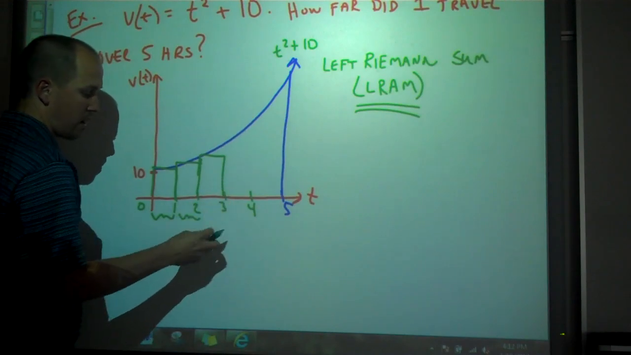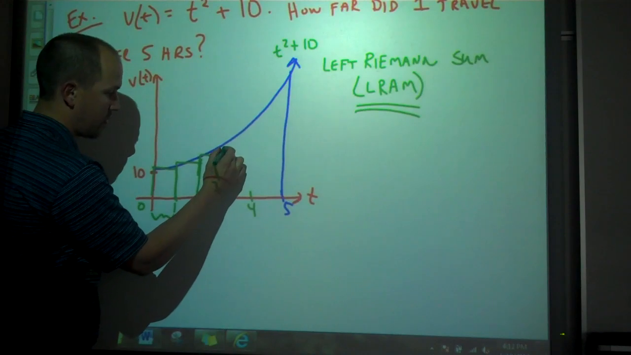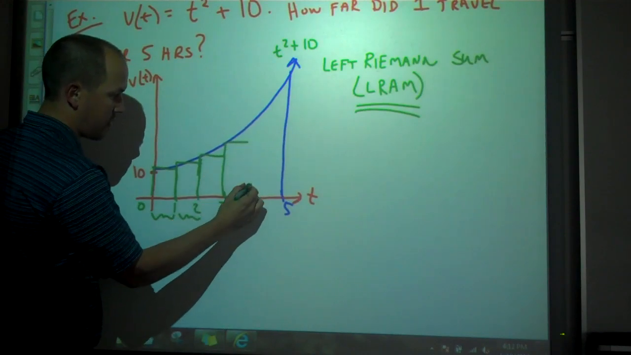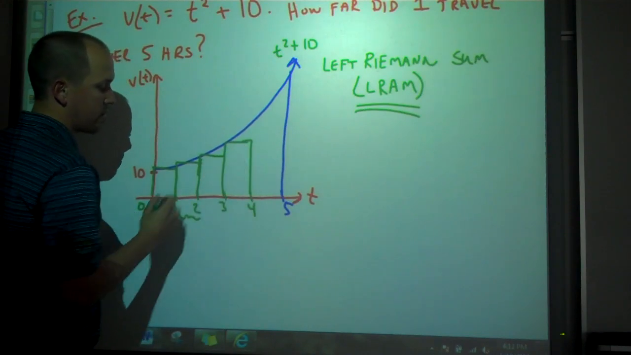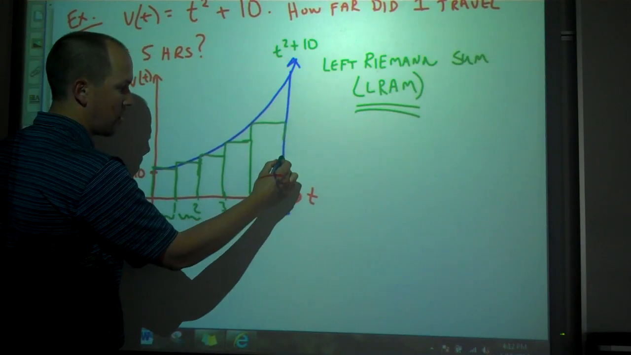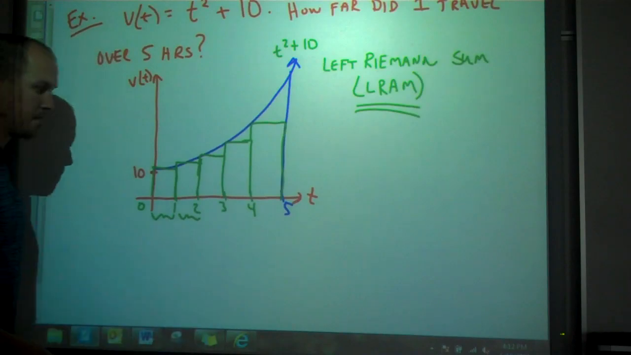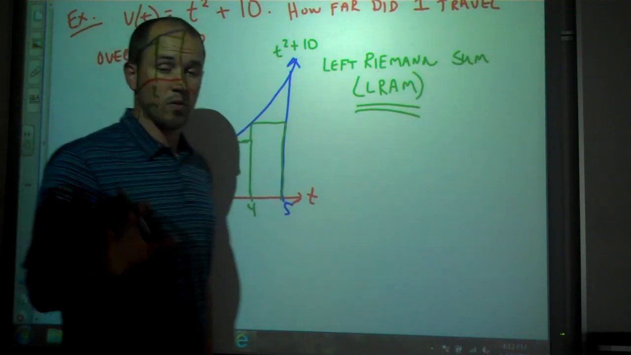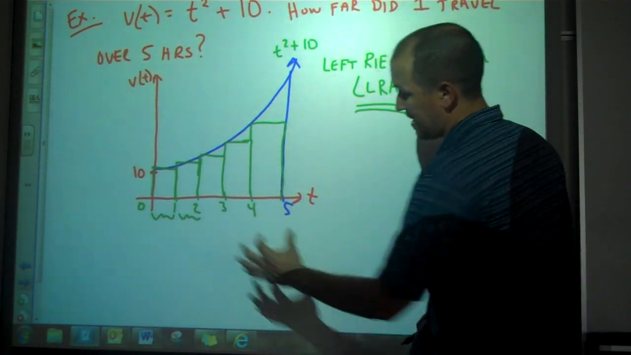From 3 to 4, I'm going to go to 3. I'm going to go up, hit the graph, make a rectangle. And then the last one, I'm going to go up to 4, make a rectangle. And I've got 5 rectangles. So let me review how I made that.